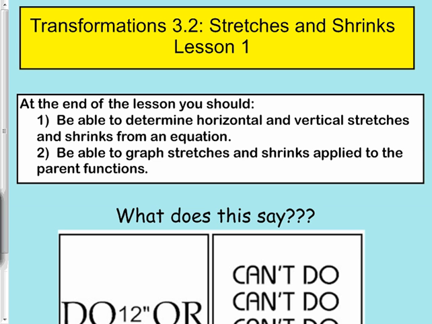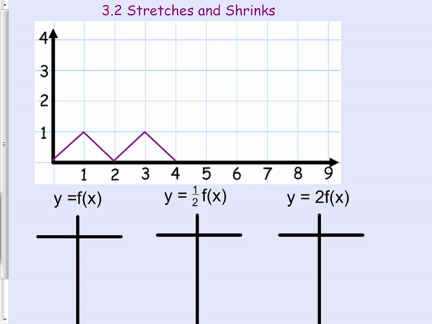So this is transformations 3.2, stretching and shrinking. We want to make sure that you are able to handle both horizontal and vertical stretches and shrinks, be able to tell what's going to happen, and then actually be able to graph them. So here is a function.